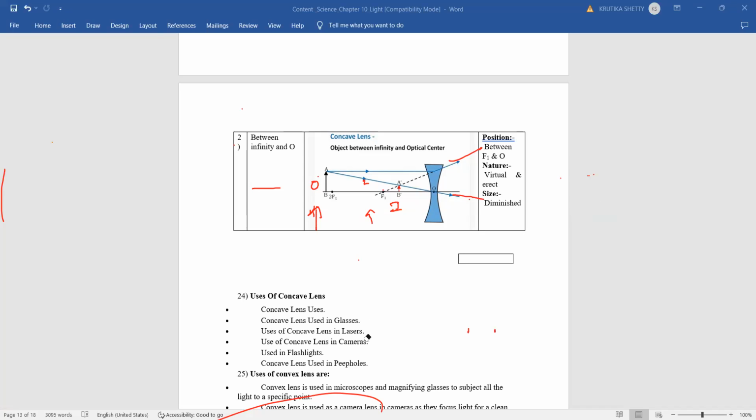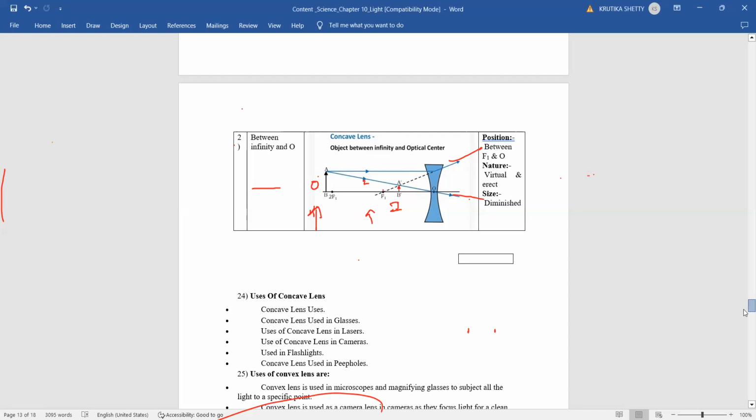Like your specs, whatever you use. Parents, teachers, anyone who has an eye defect makes use of glasses. So whatever specs you are using, they make use of concave lenses. Then they are also used in lasers, in cameras and in flashlights.